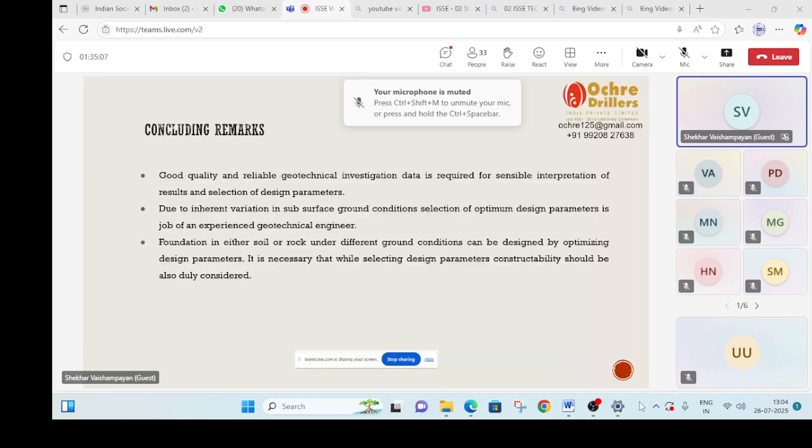And a foundation either in soil or rock under different conditions can be designed by optimizing design parameters. While selecting design parameters, constructability, can I actually construct the foundation which I am proposing, should also be duly considered. If that is not done, then probably you will end up with an impractical foundation.